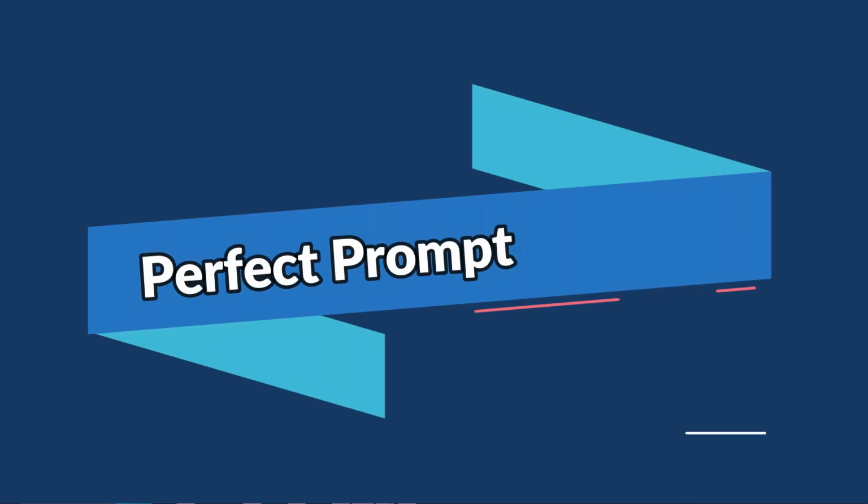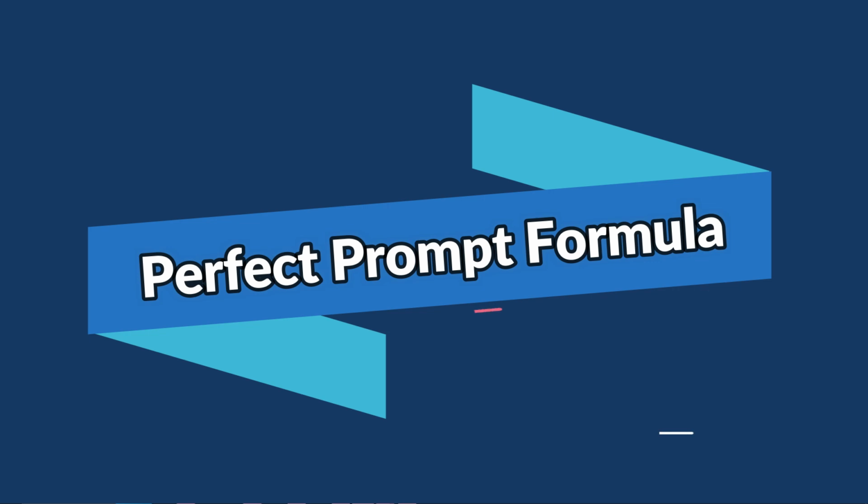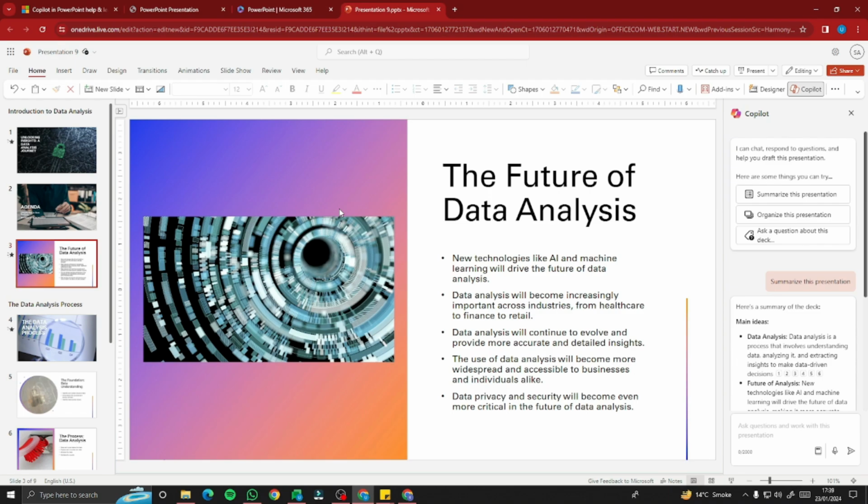Let's just say you want to create the perfect prompt formula for Copilot Pro to get the perfect presentations, the perfect slides for your audience. How you can do that is the real question I'm going to tell you in today's video. So for that, let's say I go to my blank presentation, if I create a blank presentation once again. The prompt for Copilot in PowerPoint to create a perfect prompt formula consists of basically 4 things, okay?